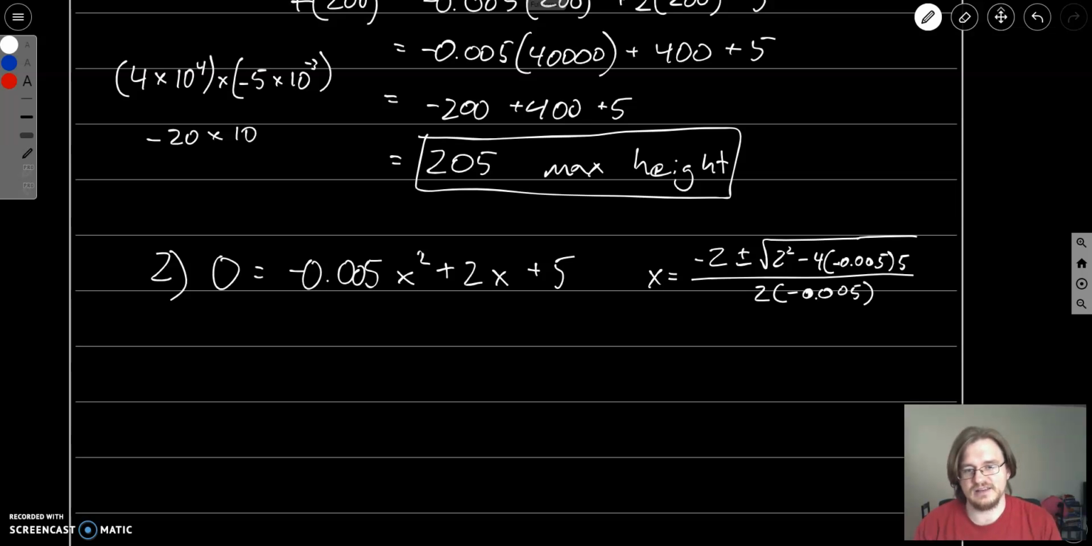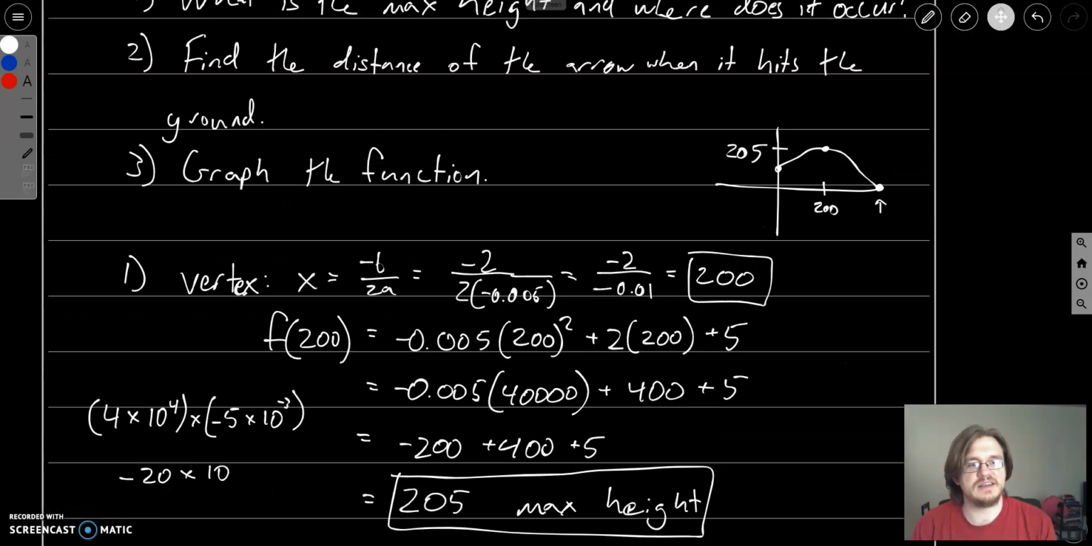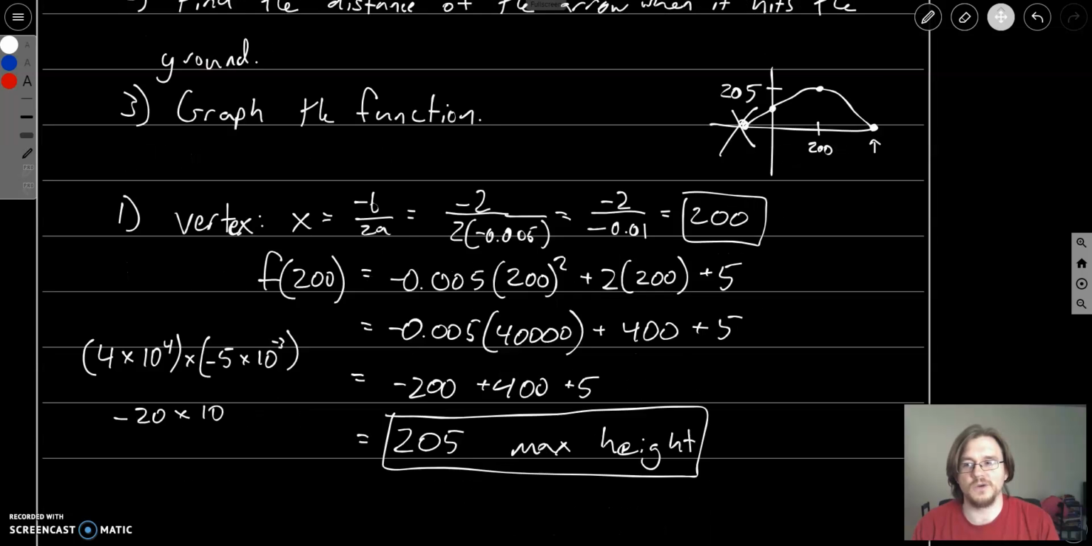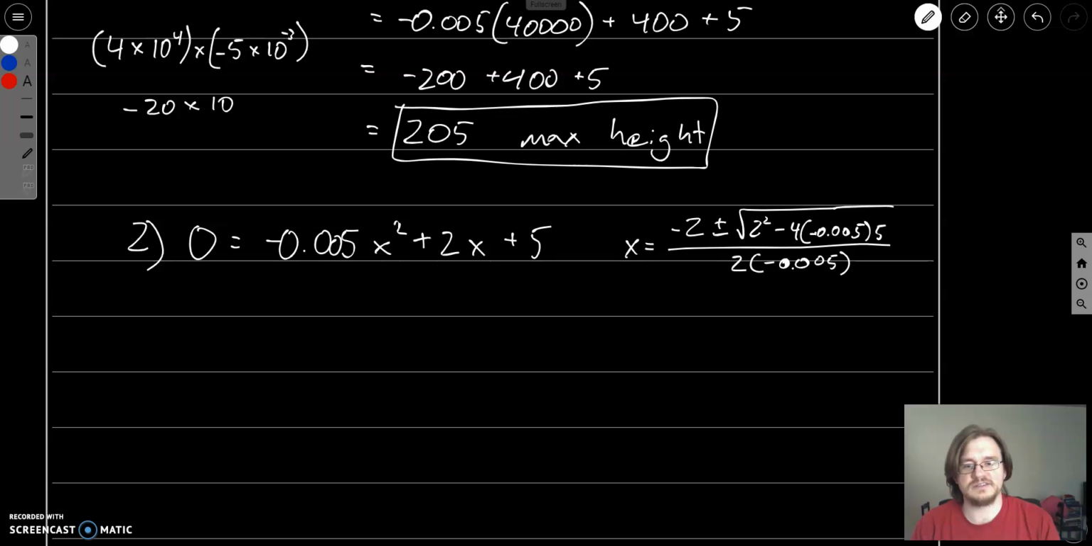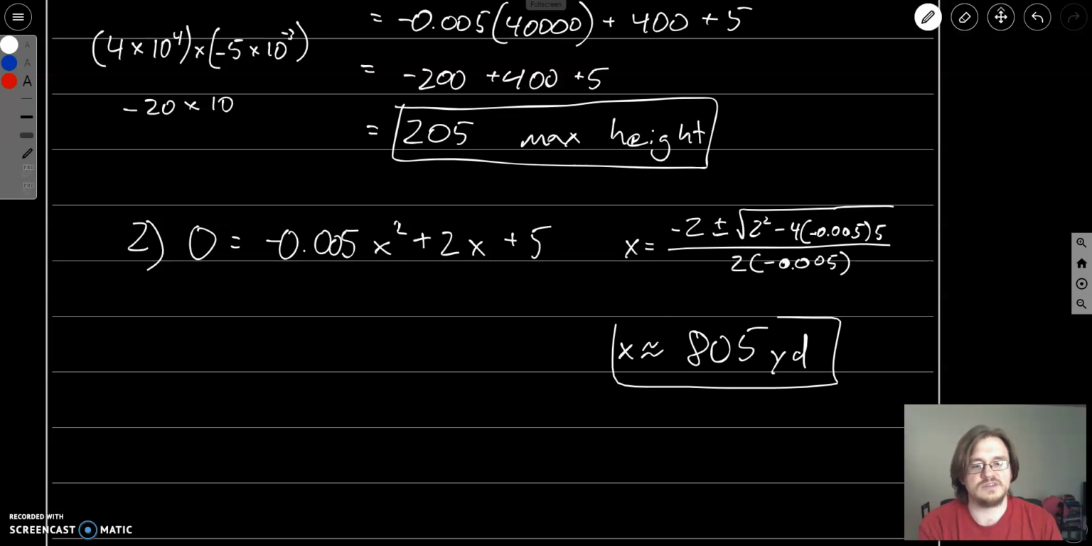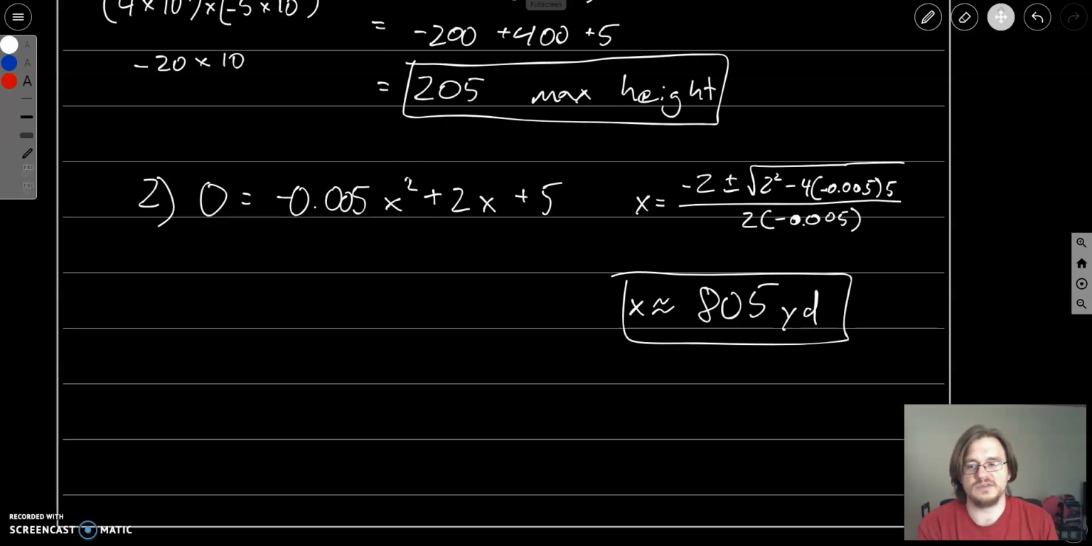Well, the positive number is the one that we want, because the negative solution would be if we fired the arrow backwards. And this is not the solution that we want. We want the positive solution after the arrow's traveled forward. So this rounded to the nearest yard is going to be 805. So this is going to be how far the arrow will travel.